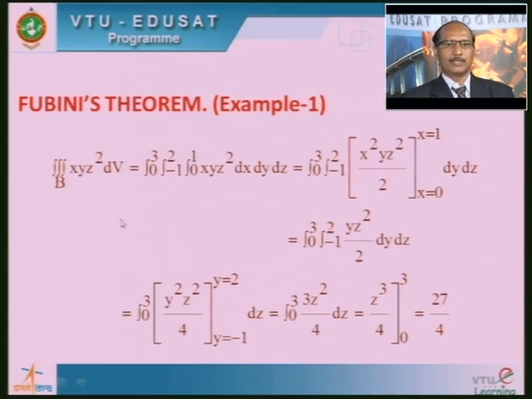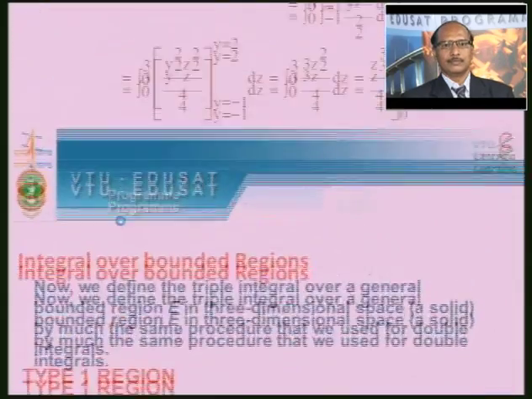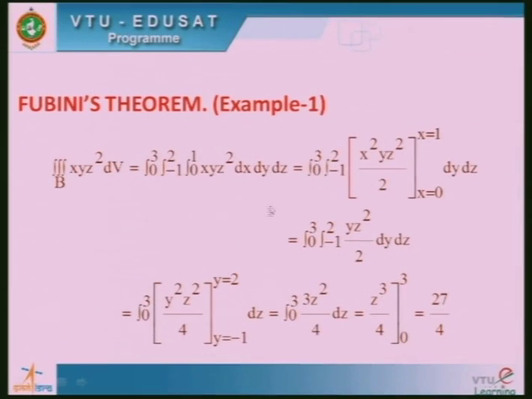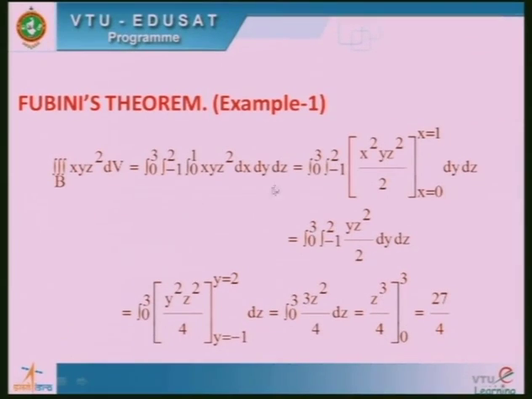So, this is about the constant limits. We can take any number of examples in this way. There are totally 6 possible integration orders. Any one you can use for any type of example whenever the limits are constants. So, this concludes the triple integration with constant limits.